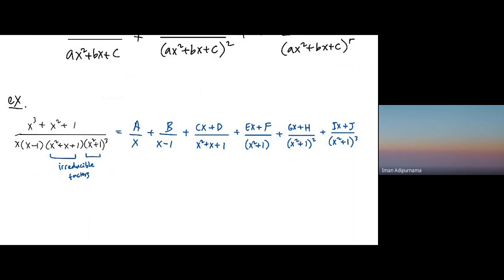This is just an illustration to show you that whenever you find any repeated linear factors, or in our case here the irreducible factors, that is the quadratic one, x squared plus 1, we can separate this into 3 forms, which is x squared plus 1, x squared plus 1 squared, x squared plus 1 cubed. And the idea to solve this long fraction is still the same. We are going to find a, b, c, and all the constants.